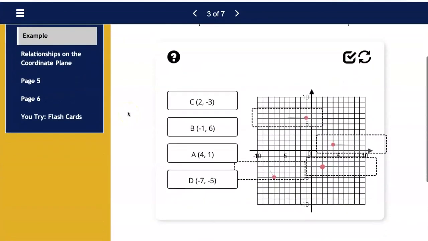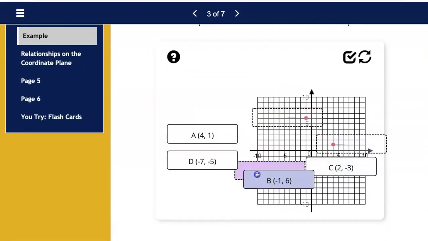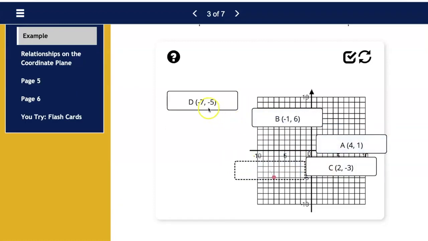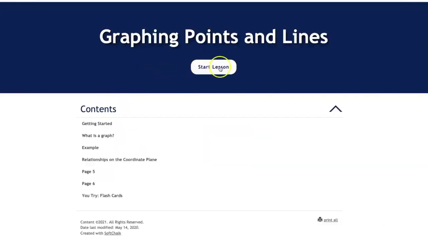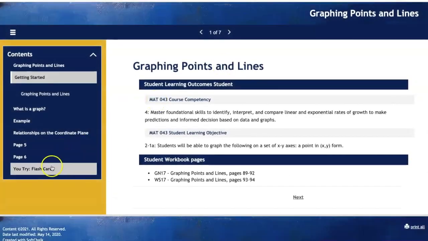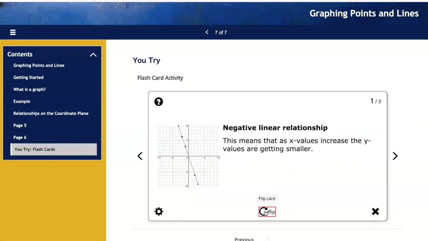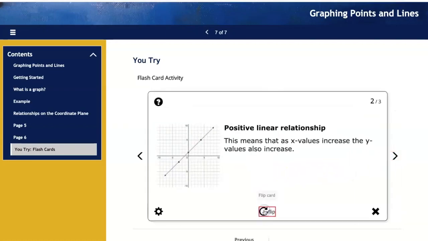Also, within the lessons, I can add a variety of activities such as matching, flashcards, labeling, and many more, which I feel make the lesson more interesting and allow students to check their understanding in the lesson without the risk of hurting their grade. For example, when we cover graphing points and lines, I have a flashcard activity for positive and negative linear relationships. Students are given a set of ordered pairs and asked to determine if they have a positive or negative linear relationship. The other side of the flashcard has the answer with a graphic representation and an explanation as to what the relationship means. This gives students practice in a no-stakes format.